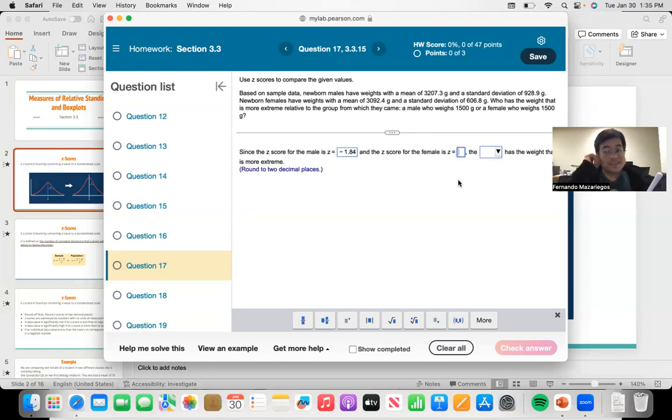We usually round to 2 decimal places for z-scores. And we're going to be using z-scores a lot, chapter 6 onwards. So remember that rule. We always round to 2 decimal places.